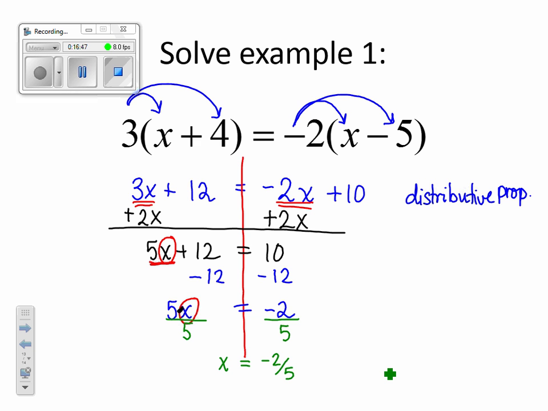Okay, moving on to the next one. Once you did check that answer, you could circle your answer. Always check to make sure that you do have the correct answer.